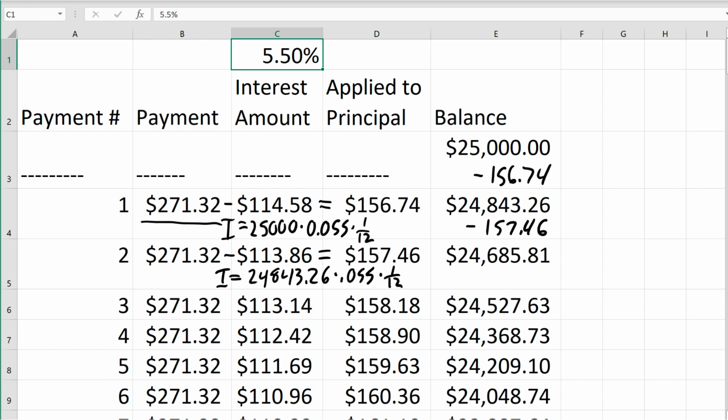So we take the balance multiplied times the interest rate times 1/12, and subtract that from the payment to get the applied to principal, and then subtract the applied to principal from the balance, and just repeat the process. So notice here that the interest amount is not based on the payment. The P is not the payment. The P is the balance owed at the end of the previous month. So that's how our amortization schedule works. All right, let's look at one more example.